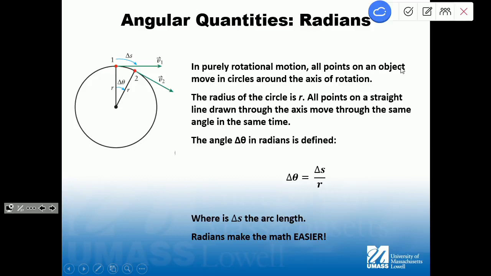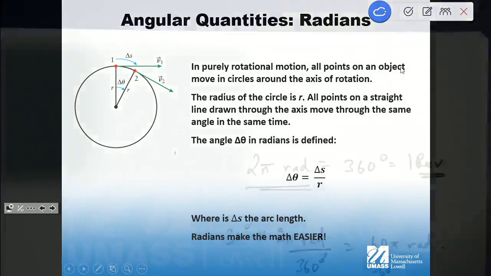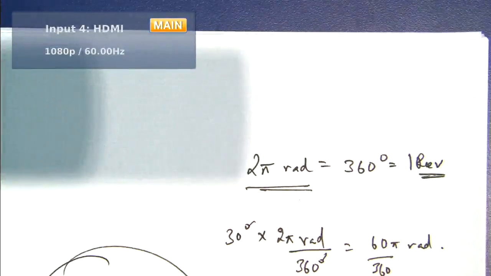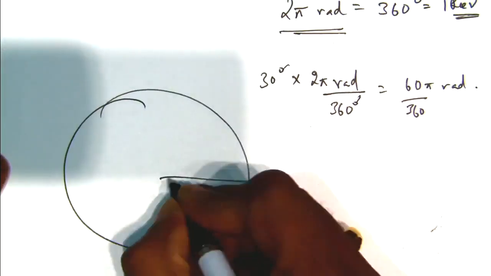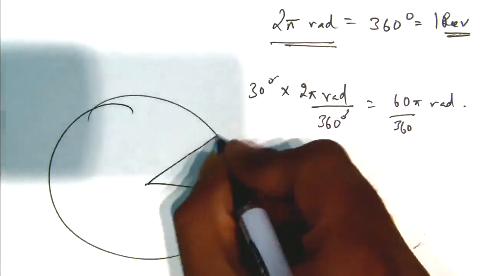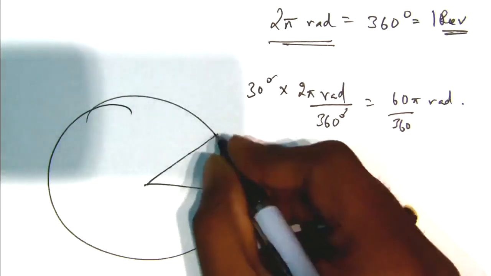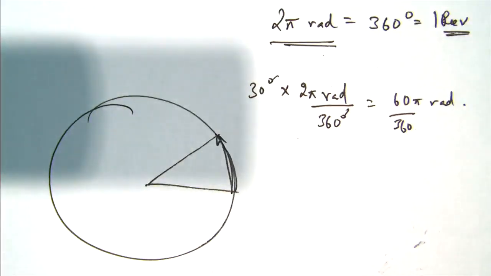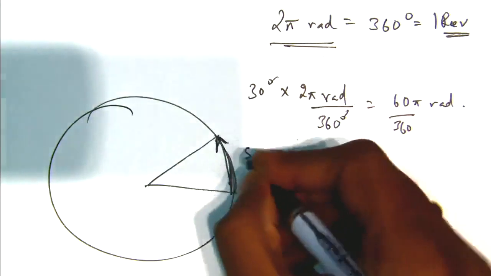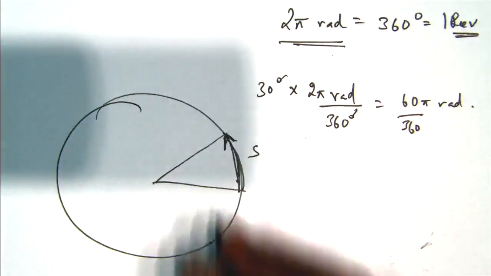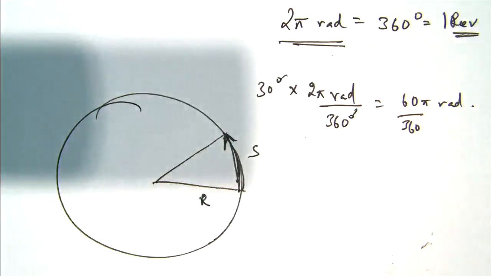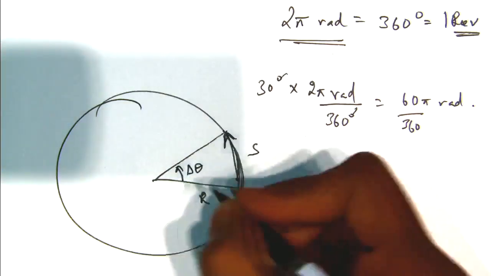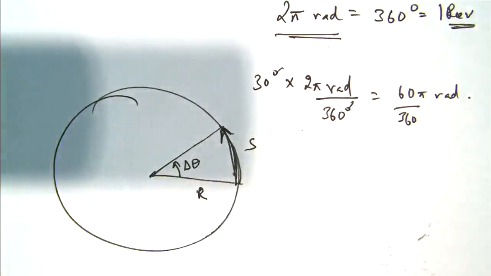Everyone follow? So, if I draw it, and don't laugh at my circles, that's a circle of some radius r. Let's say I'm talking about moving from here to here. That's rotating. Then the length of this arc, let's call that S. The radius of this circle is R. And let's say delta theta is that change in angle, the measure of that angle. Does everyone follow the geometry right now?